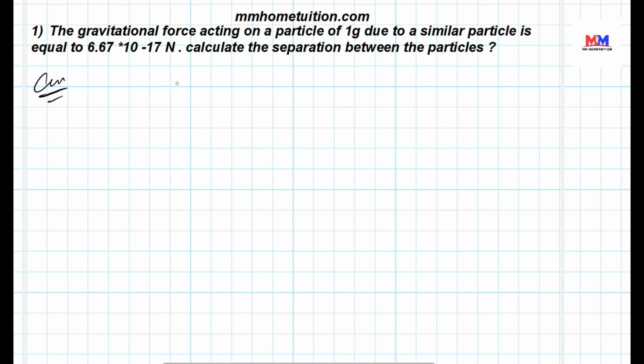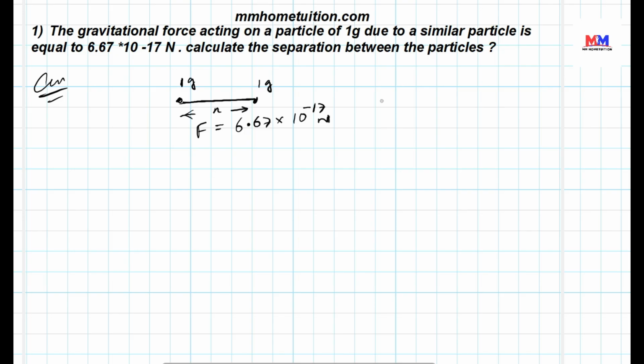So the force acting on a single particle of 1 gram due to a similar particle, another particle whose mass is also 1 gram. So the force between them equals 6.67 × 10^-17 Newton. That is the force given. Calculate the separation between the particles. So we have to find the separation.